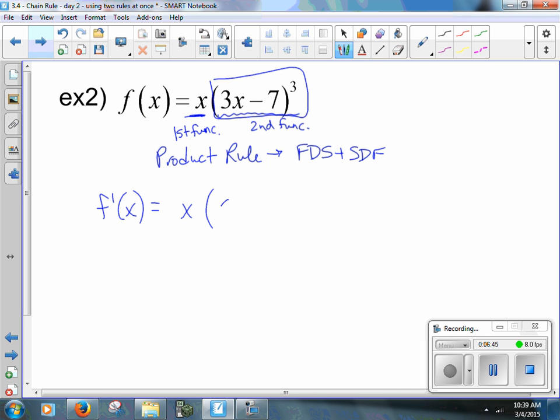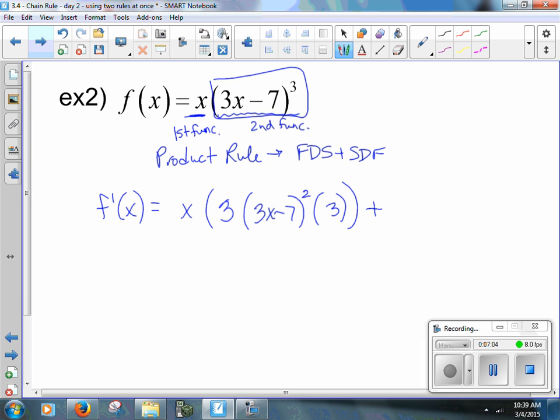Oh, 3. But you got 3 in the front, right? That's right. Then you have 3x minus 7. You only got a 1. That's right. Lower it by 1, so it's going to be squared. Then your derivative of the inside is 3. Am I done? No.